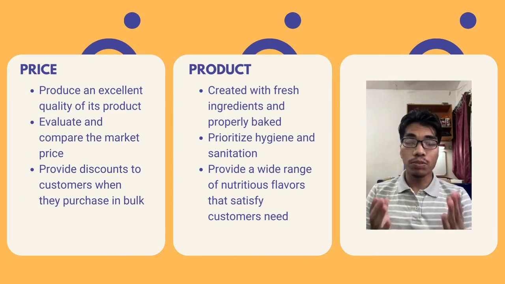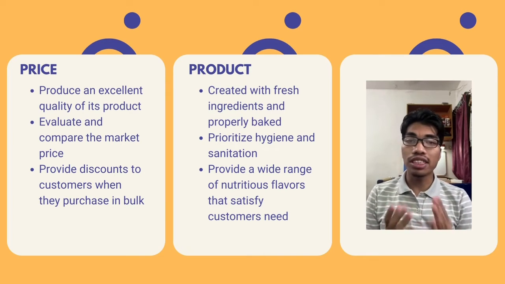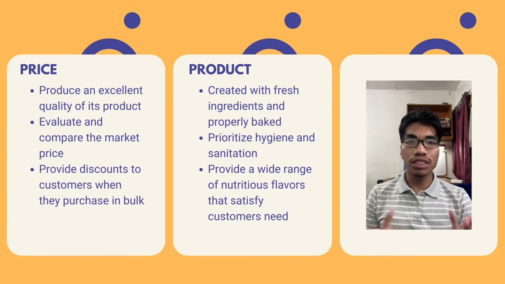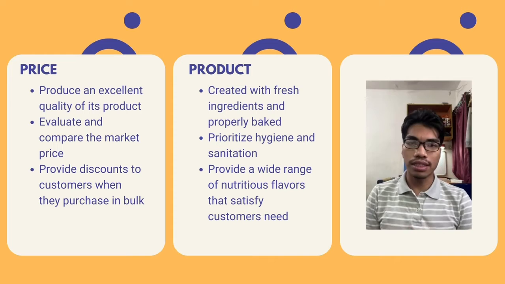For the first P, which is price, the focus is to produce an excellent quality of our product to satisfy the customer while generating a profit for the company. When determining the pricing, we evaluate and compare the market price with our rivals to set a suitable and reasonable pricing for our product on the market. We also provide discounts to customers when they purchase in bulk to boost the volume of bulk sales.